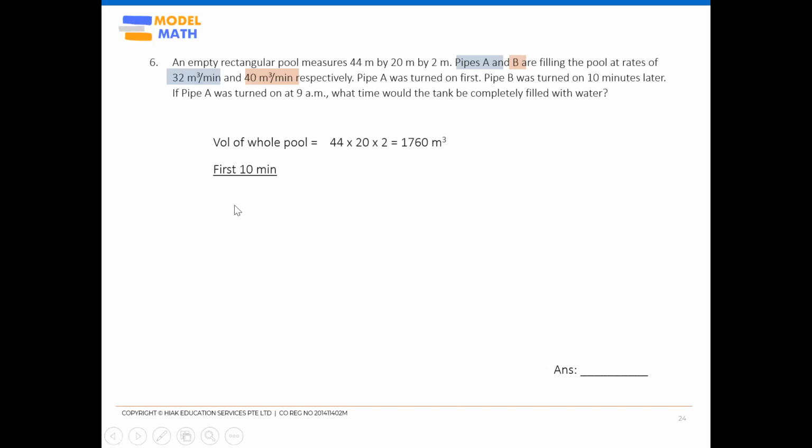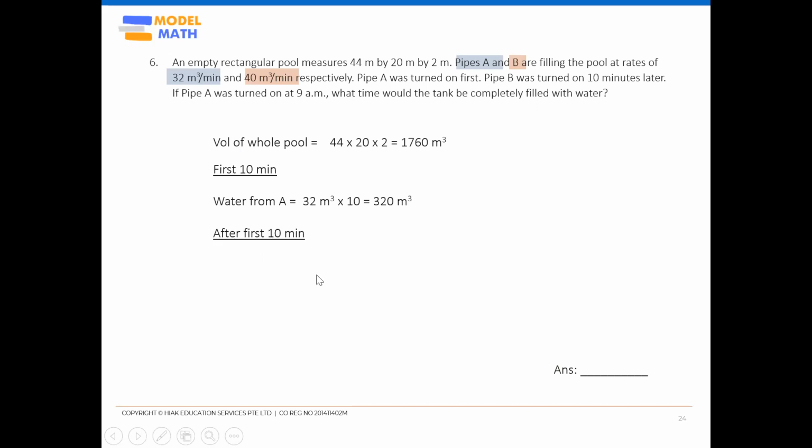So in the first 10 minutes, the water from A, looking at the rate, 32 is the blue one, the pipe A. So 32 meter cube per minute. And like I said, it's switched on for the first 10 minutes. So simply 32 multiplied by 10. So 320 cubic meters of water has entered the pool. Okay, this is the amount of water that was already filled up. Now, then I will move on to after the 10 minutes has passed. Okay, so the remaining duration, I do not know yet what is the remaining duration. So we are going to figure that out later on.